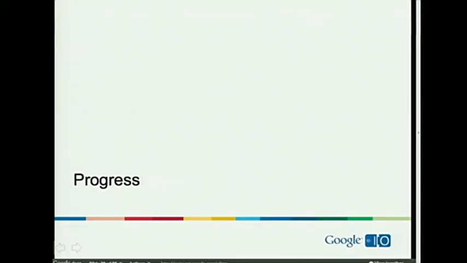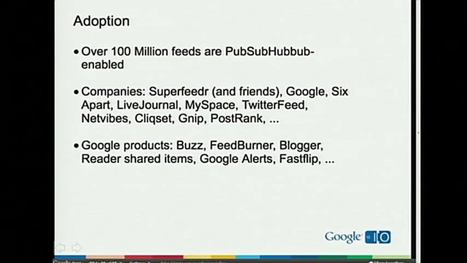that's great to see another independent company doing some really cool stuff with PubSubHubbub and helping a lot of other companies do a lot of really cool stuff with real-time feeds. And so I want to talk more about the progress in the community of PubSubHubbub adoption thus far. There are actually over 100 million feeds that are PubSubHubbub enabled. And we have companies like Superfeedr and their friends, all the different companies they've enabled, the logos that Julian was showing you. Plus Google, 6apart, LiveJournal, MySpace, Twitter Feed, NetVibes, ClickSet, GNIP, PostRank, and a bunch of other companies like Radian6 are all using PubSubHubbub for all kinds of scanning and search space intelligence stuff.